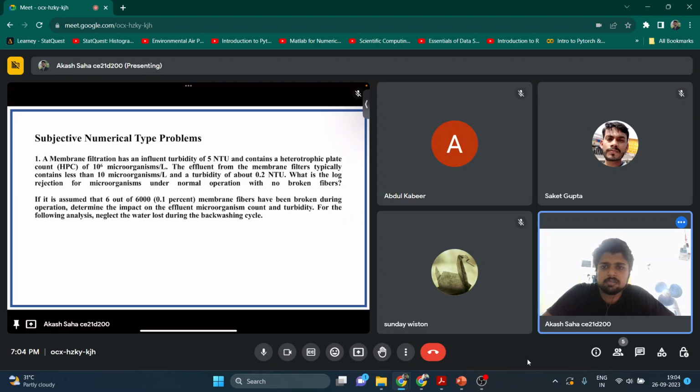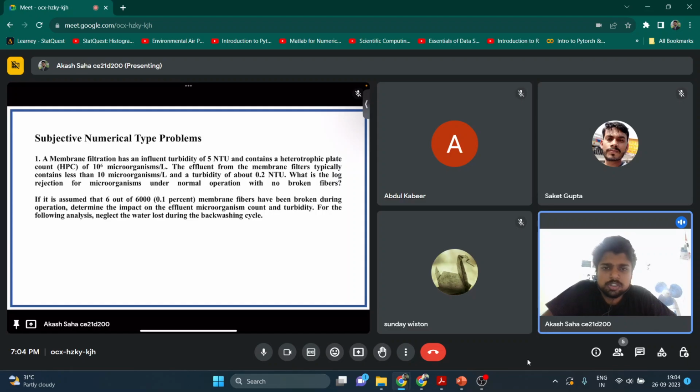So we are considering that the membrane is intact, there are no broken fibers. What is the log rejection of microorganisms? This is the first question. Now the second part says, if it is assumed that 6 out of 6,000 membrane fibers have been broken during operation, determine the impact on the effluent microorganisms count and turbidity. For the following analysis, neglect the water loss during backwashing. So the second part says that some portion of the membrane fibers are broken, that is 0.1%. What will be the impact on the effluent microorganisms count and the turbidity?